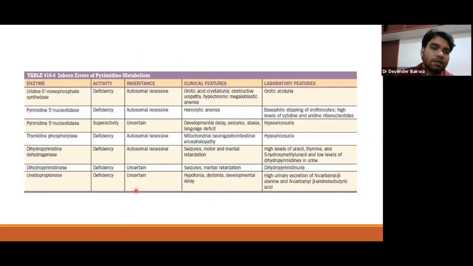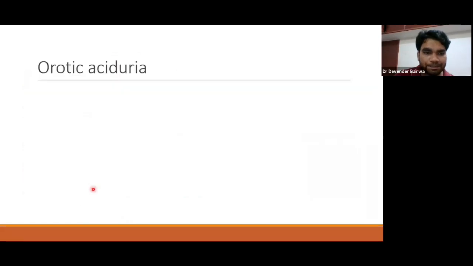So this table is from Harrison. These diseases are mentioned there. I suggest you remember them. At least you should remember these 5 diseases.